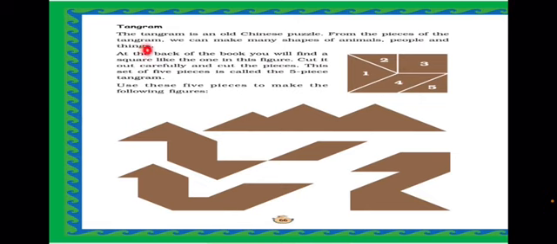Tangram. The tangram is an old Chinese puzzle. From the pieces of the tangram, we can make many shapes of animals, people and things. At the back of the book, you will find a square like the one in this figure. Cut it out carefully and cut the pieces. This set of 5 pieces is called the 5-piece tangram. Use these 5 pieces to make the following figures.